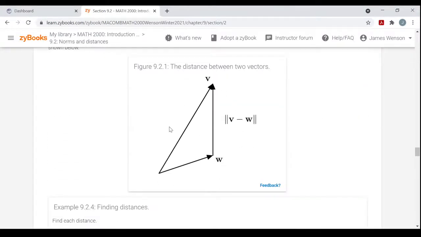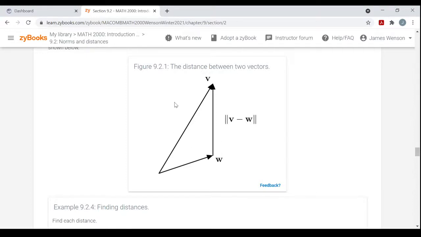And they have a little picture here. If you were in Euclidean space, R2, R3, talking about the distance between two vectors, you could think about it this way. If you drew a vector v, and then starting from the same initial point, drew a vector w, the distance between those two vectors would just be the length of the vector between their ends, the arrowheads. That's the norm of v minus w, the distance between v and w.